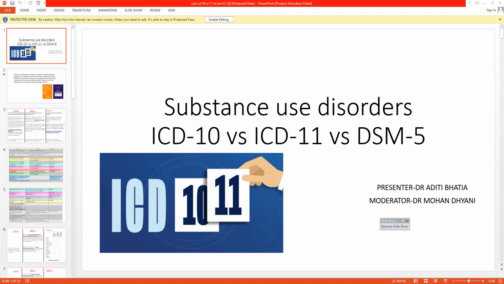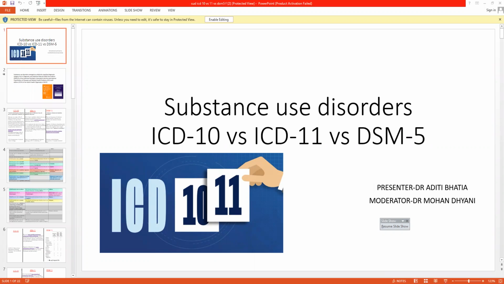And substance dependence is a lifetime diagnosis. So if someone had a dependence maybe 10 years back, you have to put it in the diagnosis as sustained remission. That is why I feel ICD-11 is the most comprehensive of all for substance abuse.